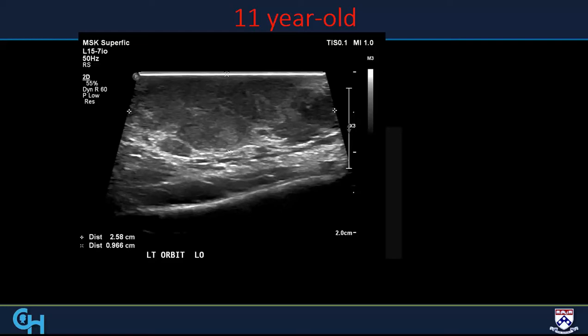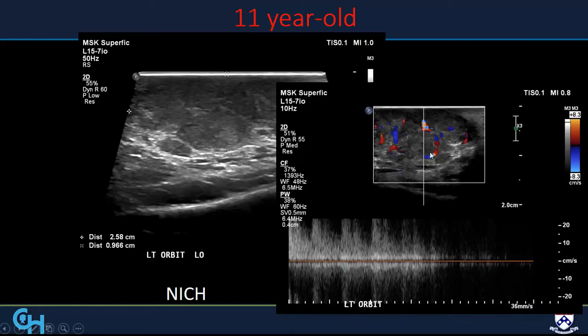On ultrasound, the appearance again shows a lobulated margin, and the lesion is hypoechoic in this case to the surrounding tissues. On color imaging and spectral imaging, you'll see that there is low resistance arterial flow going throughout the lesion. And after biopsy, this was diagnosed to be a non-involuting congenital hemangioma or a NICH, but the overall features were benign here on imaging.